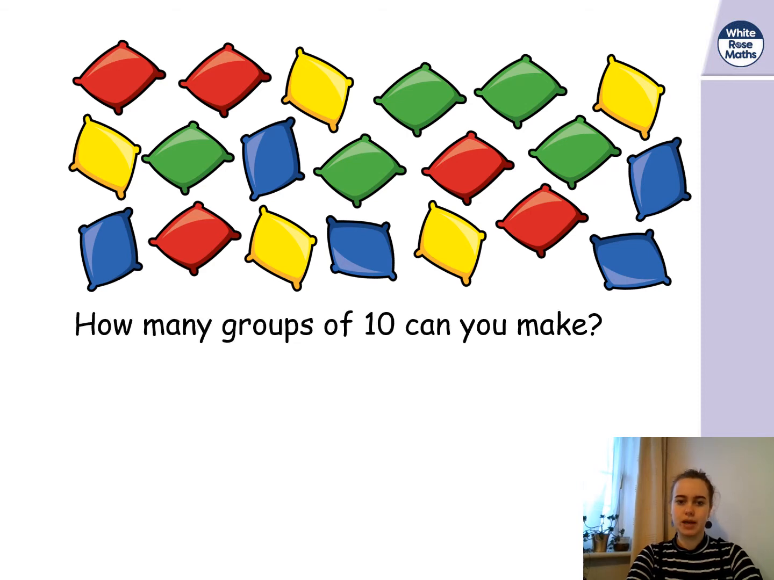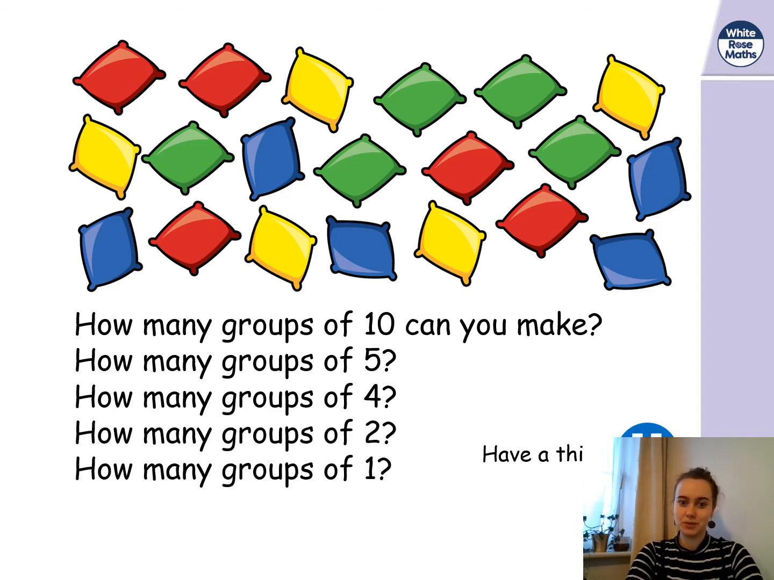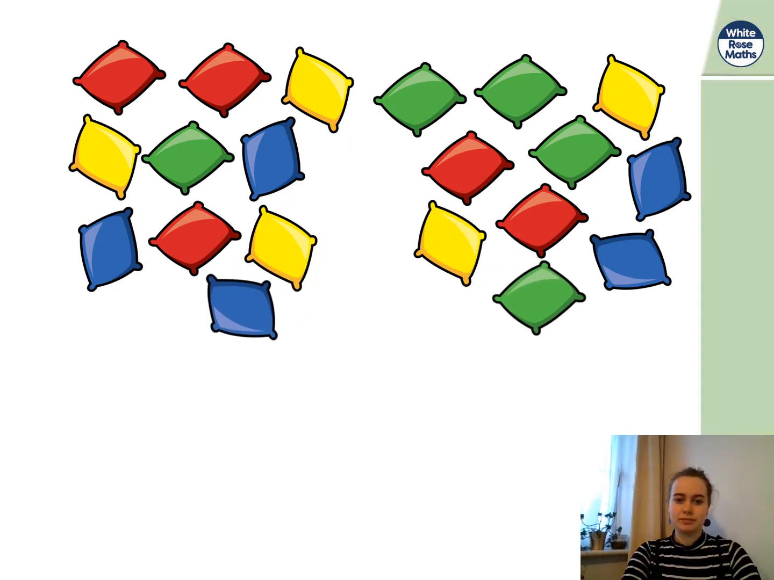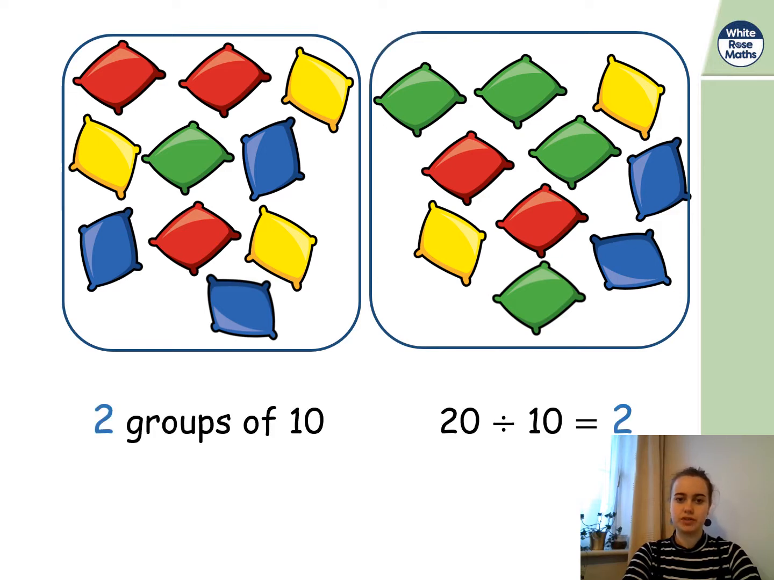So I've got some bean bags. How many groups of 10 can we make? How many groups of 5 can we make? And how many groups of 4 can we make? And how many groups of 2? How many groups of 1? Let's have a go. So 2 groups of 10. So that's 20 divided by 10 equals 2 groups.